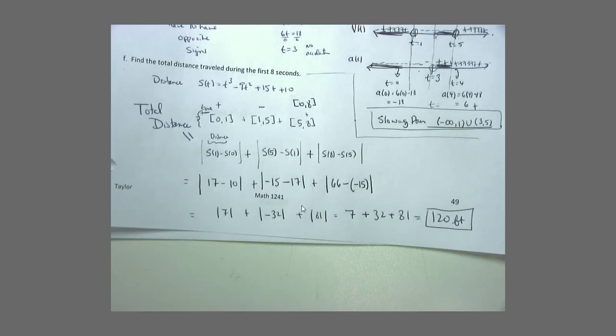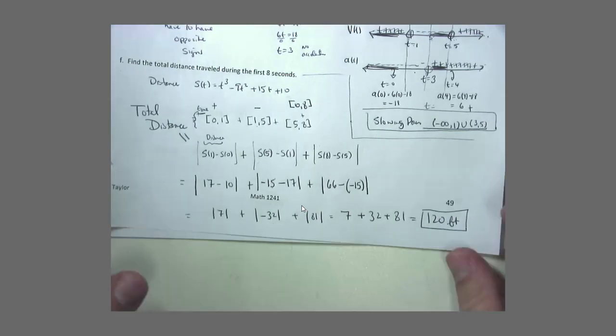But you notice I had to subdivide my intervals based upon when I'm moving in a positive direction versus moving in a negative direction. And then I do absolute values around each one of those things and just add them up for total distance. Great physics problems to study.